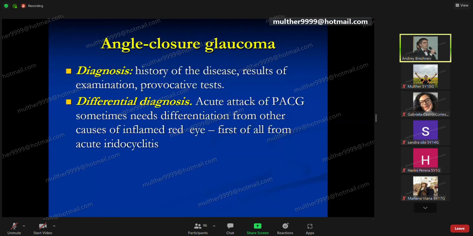Diagnosis. History of the disease, results of examination, and provocative test, but be very careful with the provocative tests, not to start the acute attack and to change it from subacute to acute. Differential diagnosis. Acute attack of primary angle closure glaucoma sometimes needs differentiation from other causes of inflamed red eye. First of all, from the acute iridocyclitis.